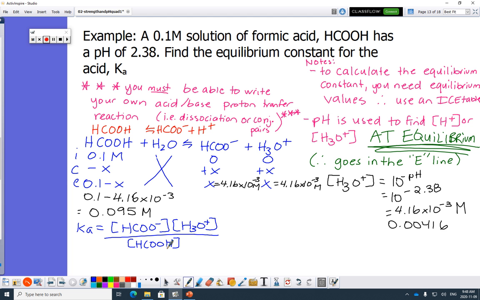So if you chose to just write H+, that's what you would put here. These are the same. You can write 4.16 times 10 to the negative 3 squared. You can write it out twice. You should get the same answer.